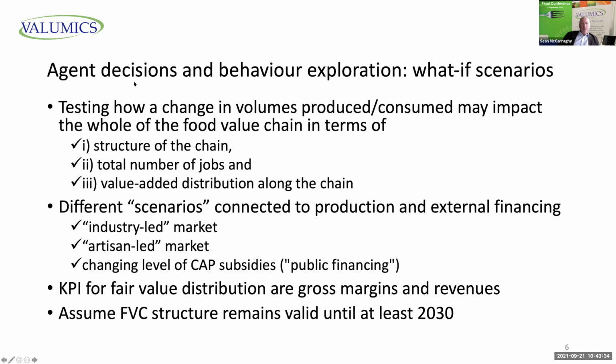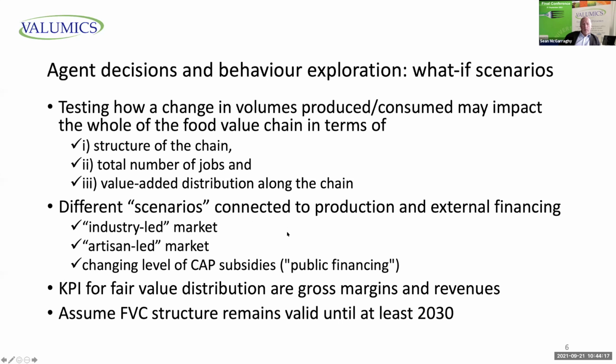So having identified the agent decisions and behavior that were particularly interesting to us, we want to test such things as how changes in production or consumption volumes could affect the whole of the food value chain. Could it change the structure of the chain? Would the total number of jobs be different? Would they be distributed differently? And how would the value add distribution along the chain be modified? Would a particular actor, for example, a retailer, get a larger piece of the pie if some change was made, for example?